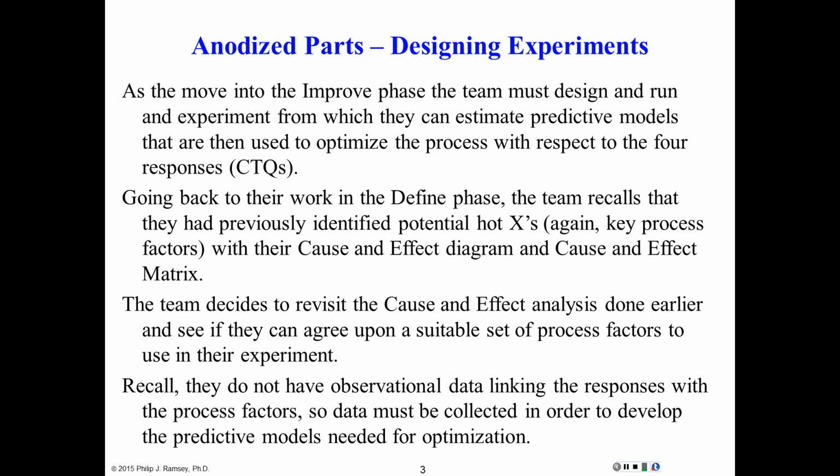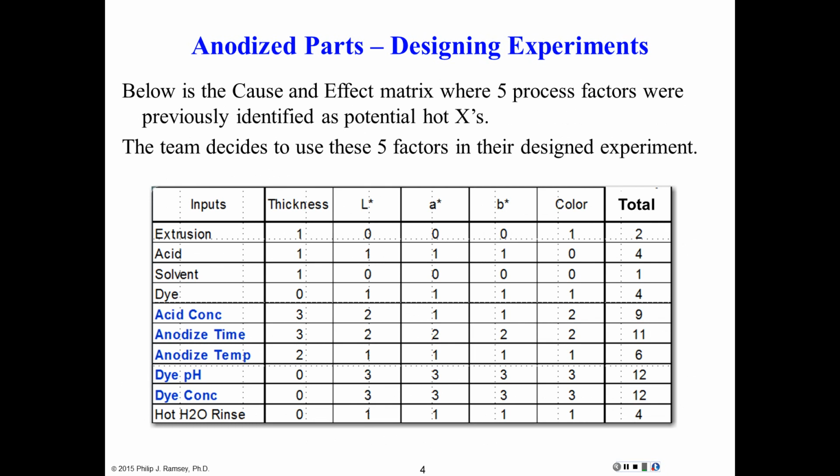So basically, if we go back and we look at prior work that was done, they actually identified 5 process factors that could have a strong influence on the quality characteristics of the parts. So they actually focused in through a cause and effect matrix on acid concentration, anodized temperature, anodized time, dye pH, and dye concentration. And remember, this is a 2-step process.